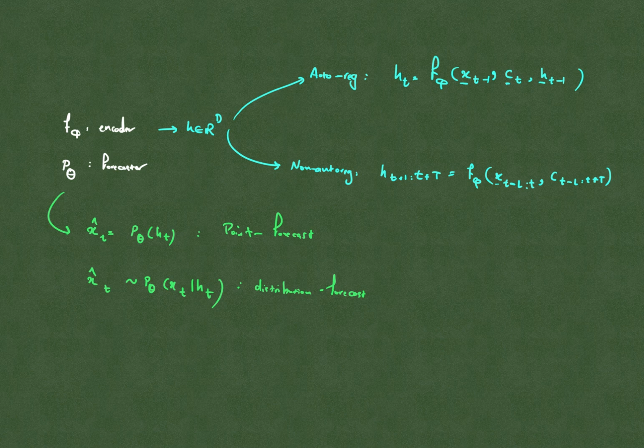Now, in the case of point forecasting, you have this forecaster parameterized by theta, and it will basically parameterize the approximation of the point value. So using this h_t, it gives you that estimation for a particular timestamp. In the case of probabilistic forecasting, theta given h_t parameterizes a distribution for x_t, and then you sample the estimated point value from this distribution.